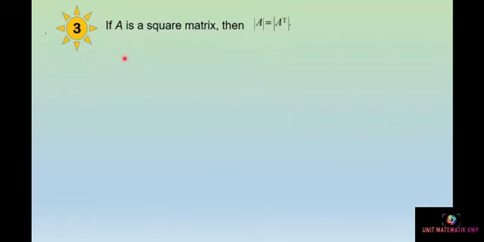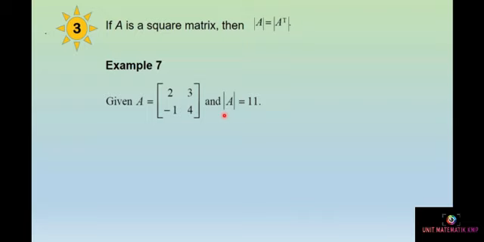Third property of determinant. If A is a square matrix, then determinant A is equal to determinant A transpose. Look at example 7. Given matrix A and determinant A is equal to 11. First find A transpose. Elements in the first row of matrix A are transposed to be elements in the first column of A transpose, and elements in the second row of matrix A are transposed to be elements in the second column of A transpose.